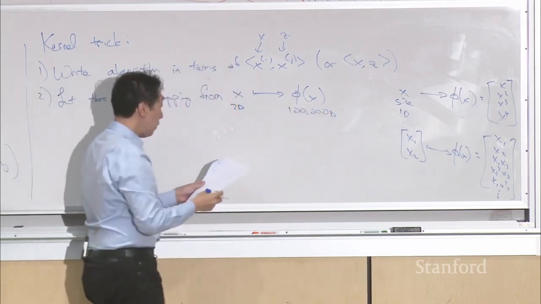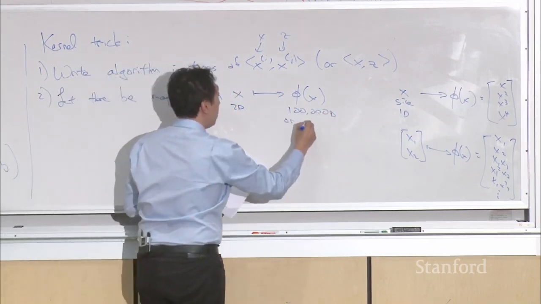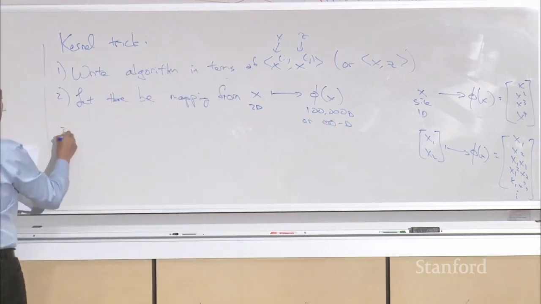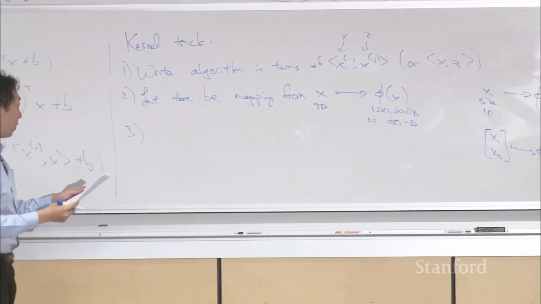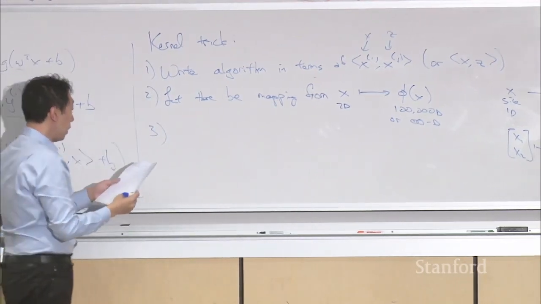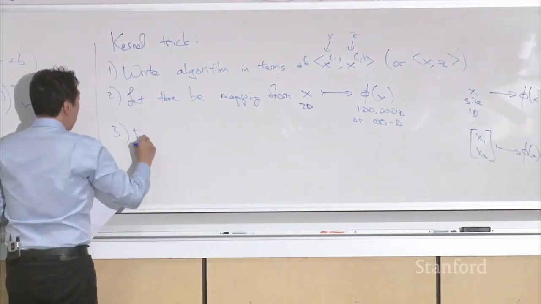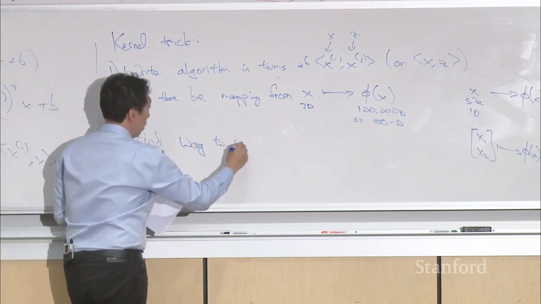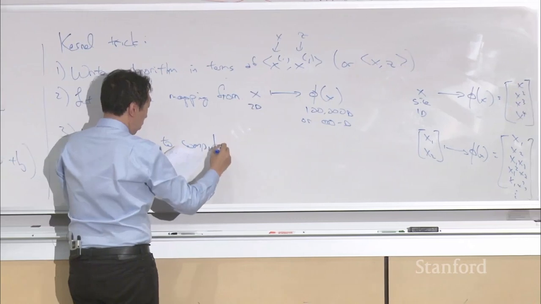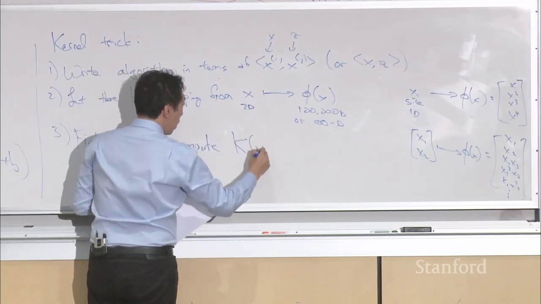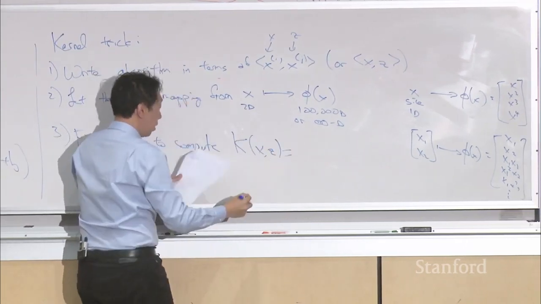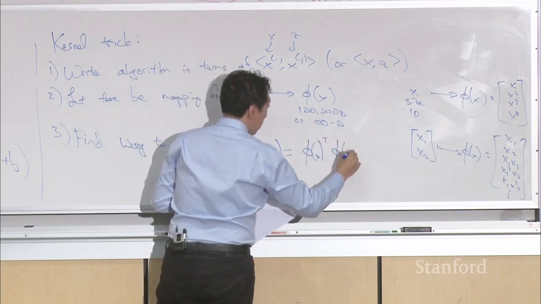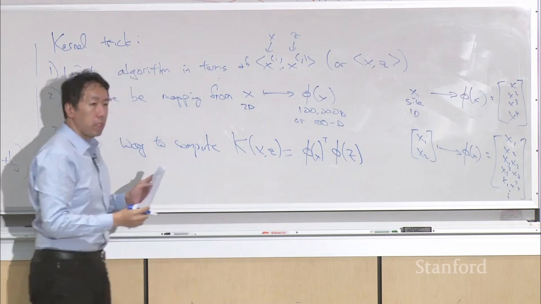But we'll be able to do this very efficiently, right? Or even infinite dimensional. Okay. So we'll give some concrete examples of this later, but I want to give you the overall recipe. And then what we're going to do is to find a way to compute k of x comma z equals phi of x transpose phi of z.